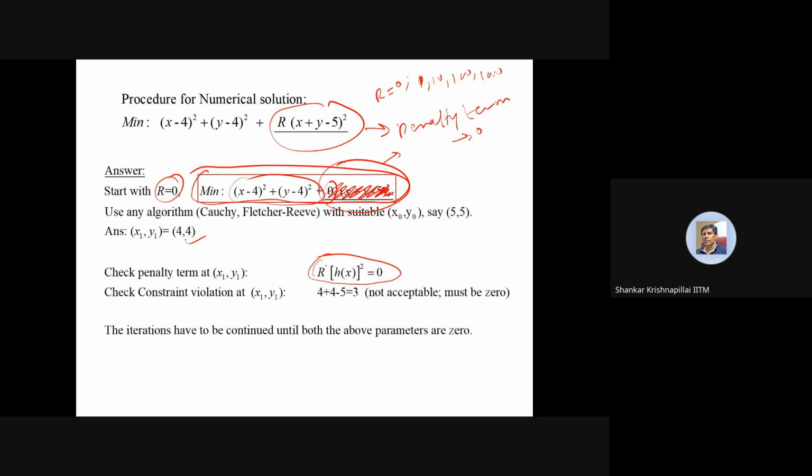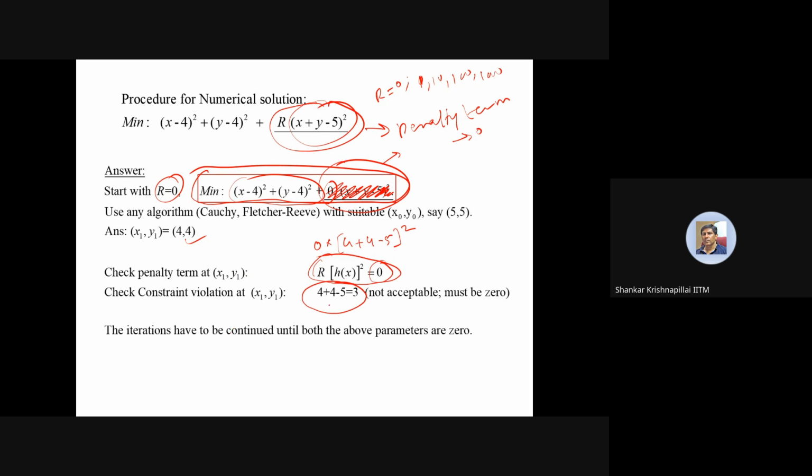So the penalty term will be 0 here. It will be equal to 0 into (4 plus 4 minus 5) the whole squared. That is this thing. So the penalty is becoming 0. Then you have to check the constraint violation.